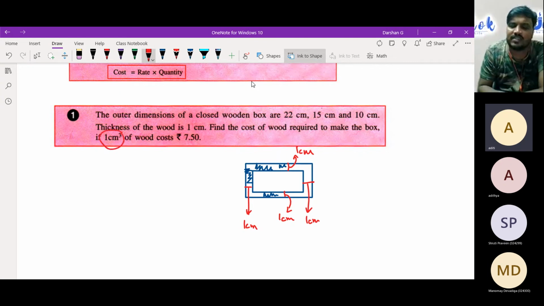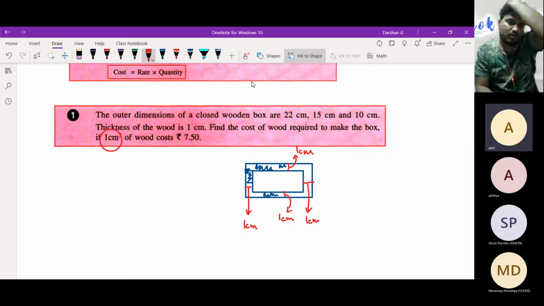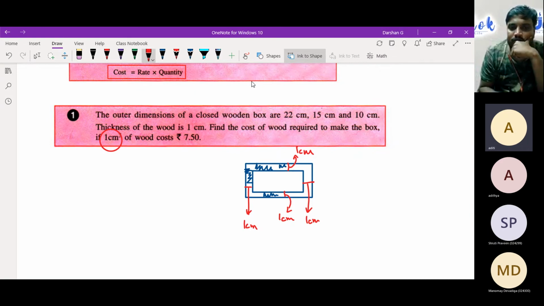So because they're telling 1 centimeter square, or else you need to know its volume. So 1 centimeter cube of volume of wood costs you 7.50. What is the total available volume of the wood? That is what you need to find. So Aditi, any idea how to solve this?